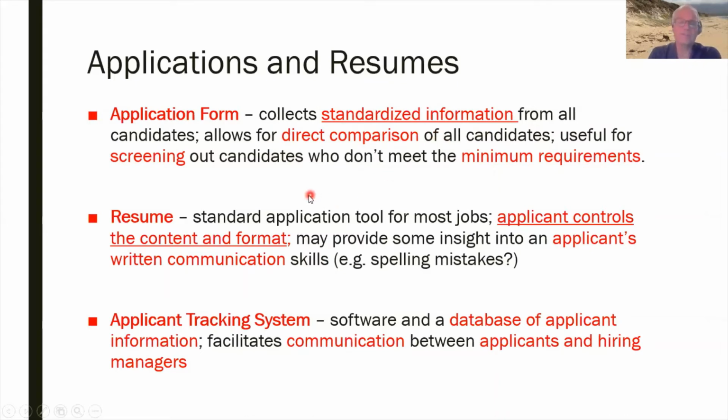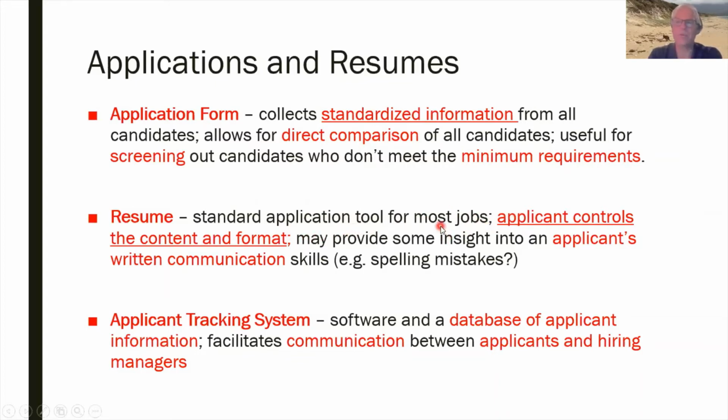Resumes, on the other hand, are the standard application tool for most jobs. So obviously, you all have a resume. I would hope you all have a resume by this point, because you'll need it if you ever want to apply for a job beyond something like the sandwich artist at Subway. The chief difference with the resume is the applicant controls the content and the format. Okay, so rather than having all the information in a standard format, you can put the information in a way that makes you look better.